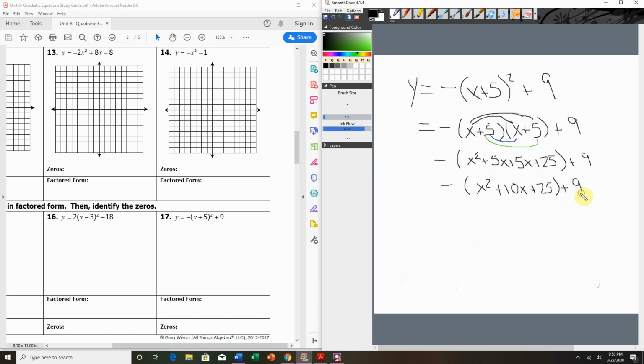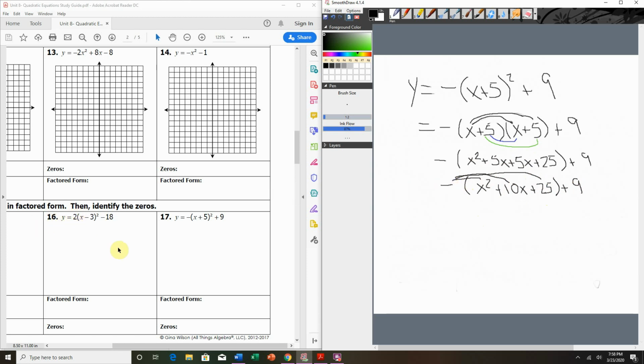The reason I want to do this problem is because I want to show you something here. So now imagine this was just a 10. So it would be a minus times 10. You guys would remember that you would have to do the minus times the 10 first. But in this case, we have to do minus times x squared, times 10x, times the 25. We have to distribute that minus to everything. So keep that in mind for 16.